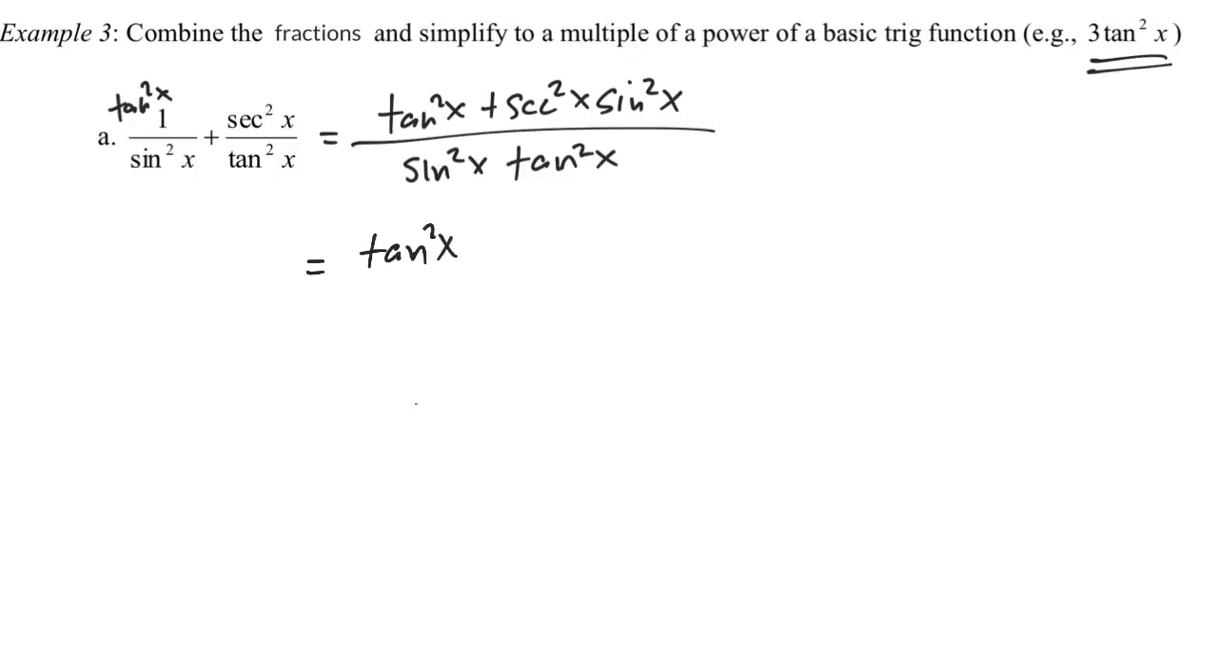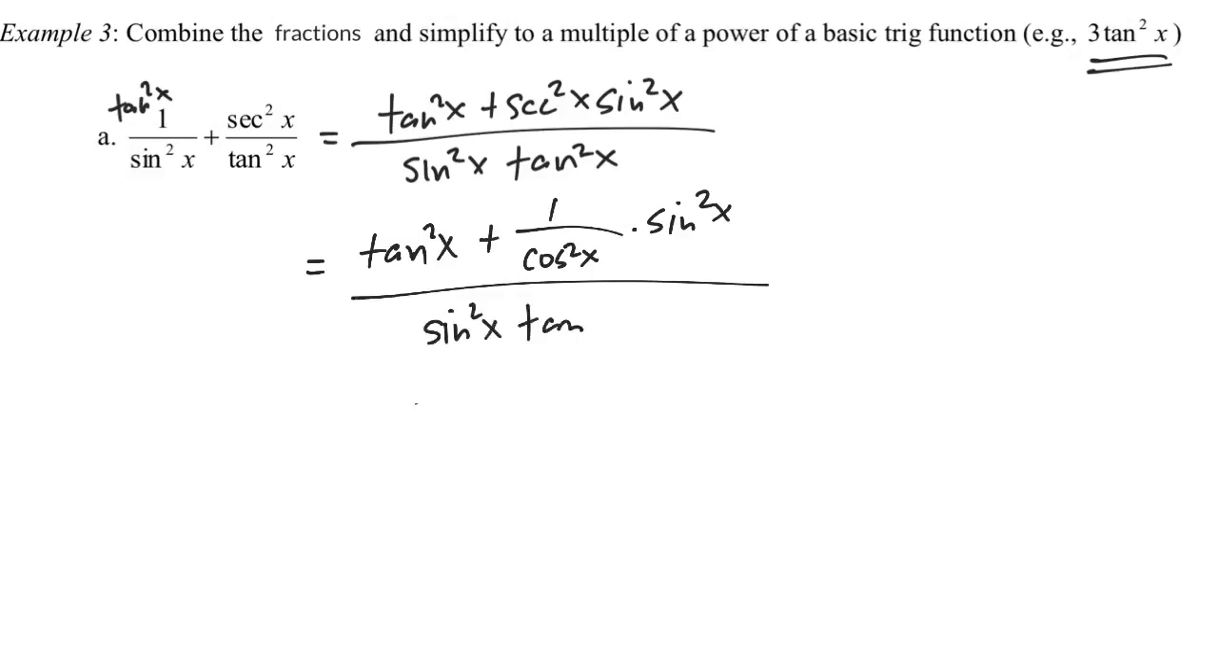And so watch carefully what's going to happen here. I'm going to replace secant squared with 1 over cosine squared, and that's going to be multiplied by sine squared x, all over sine squared x times tangent squared x. Okay, now this second term in the numerator is sine squared over cosine squared. And I know by a quotient identity that sine squared x divided by cosine squared x is tangent squared x. And so I'm going to be able to replace that second term with tangent squared of x.